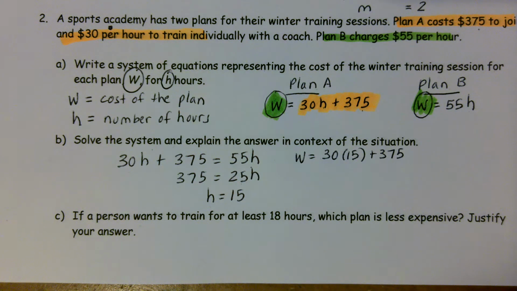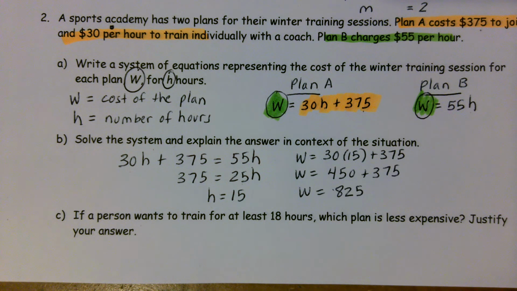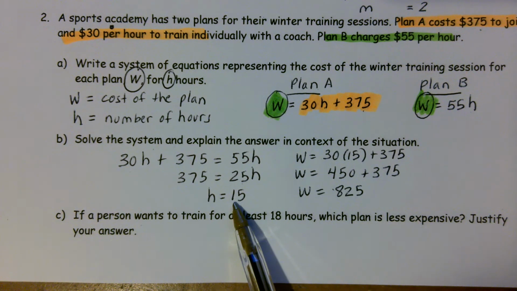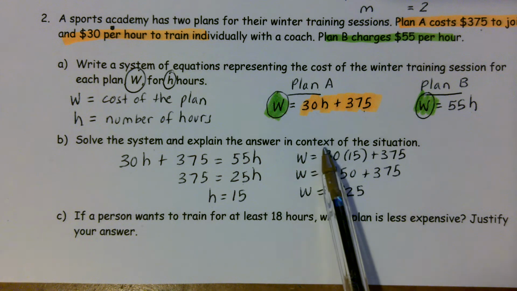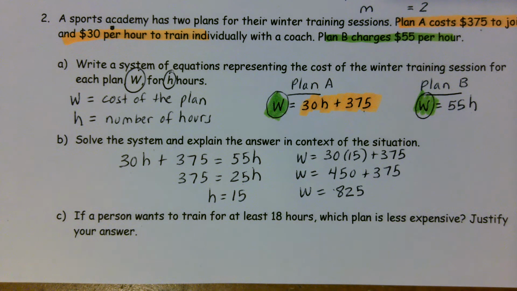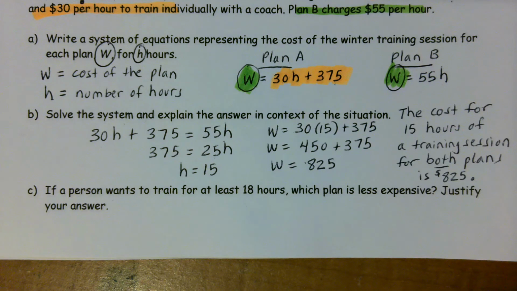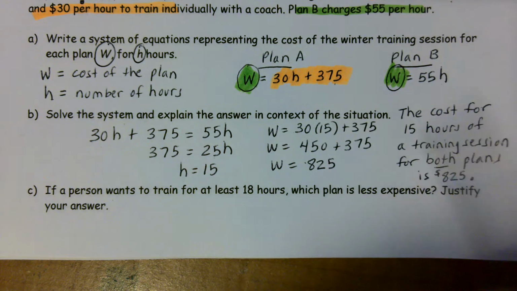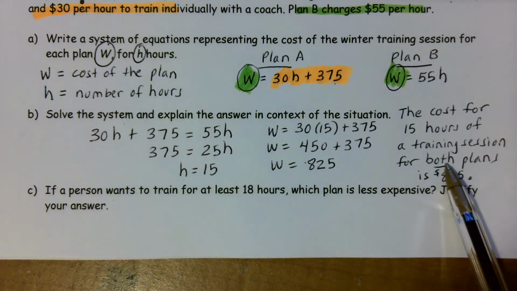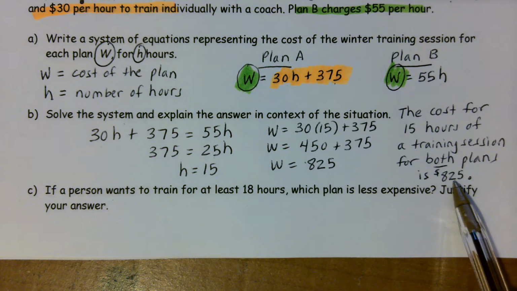Okay, pause the video and solve for W. Okay, and when you substituted the 15 in, you got the fact that W equals 825. So think about this. If this is the cost and this is the number of hours, what does that mean in context of the situation? Pause the video and think about what that means and write your answer down. Okay, and what did that mean? The cost for 15 hours of a training session for both plans is $825.